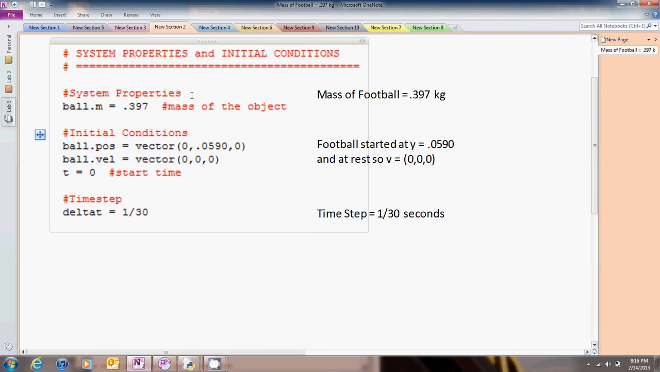For the fast falling object, the mass of the football is 0.397 kilograms. The football started just above the y-axis, so its initial y position is 0.0590, and it also started from rest, so its initial velocity is 0, 0, 0, and 1/30th is delta t.